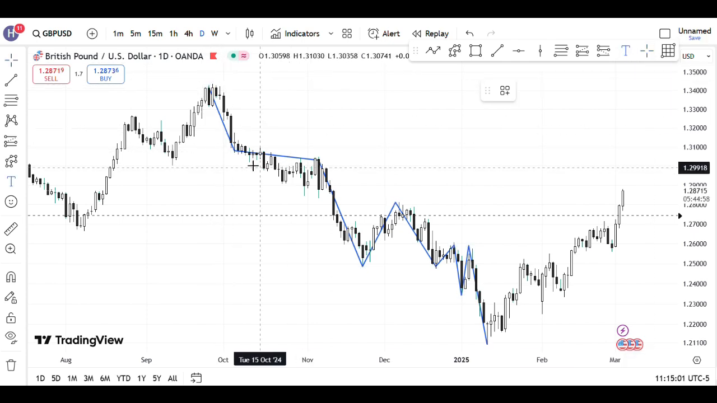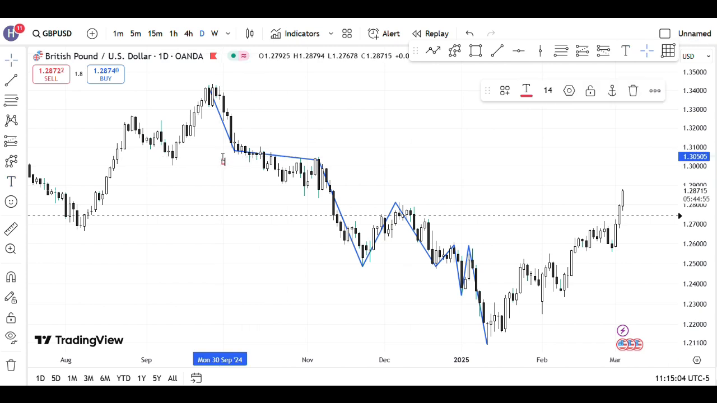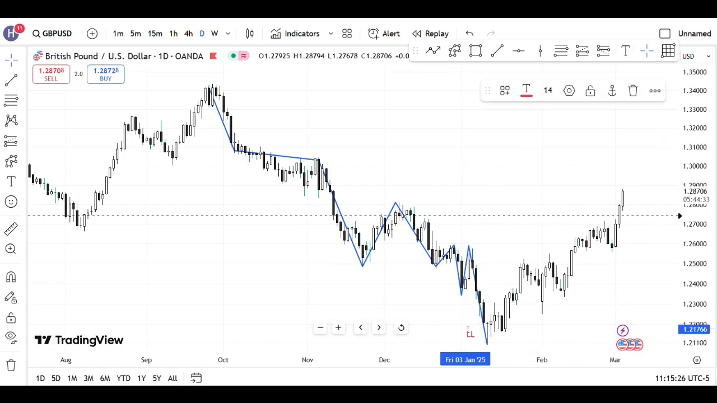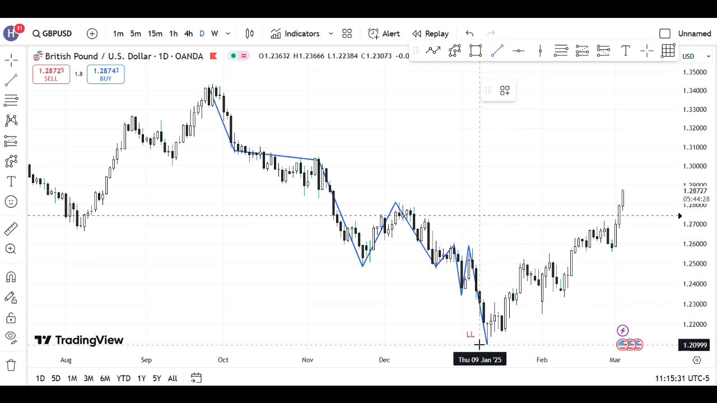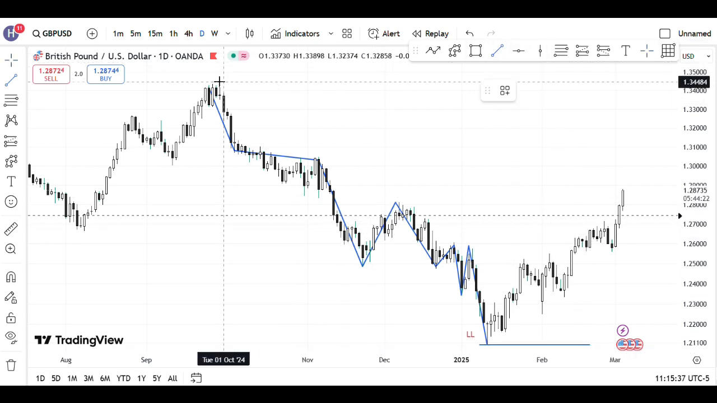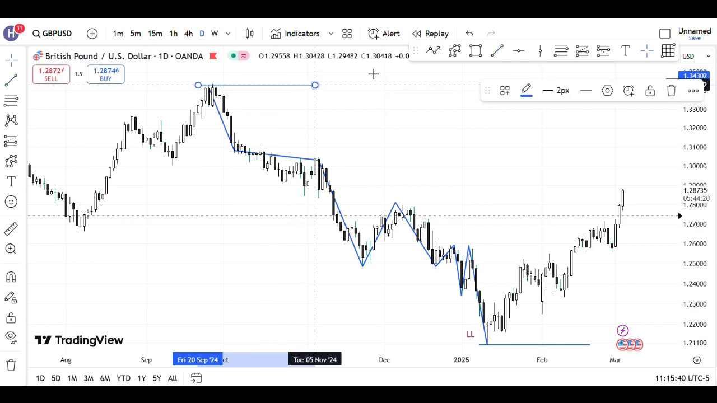So here we call lower high, because there are more lowers here, right? So this is called lower low. This is the lowest. This is called lower low, the lowest, right? And this is the highest. Okay.